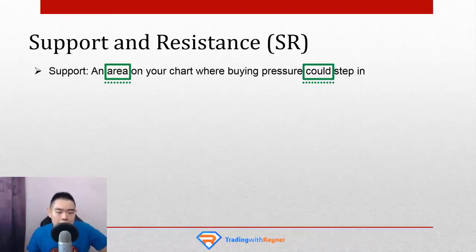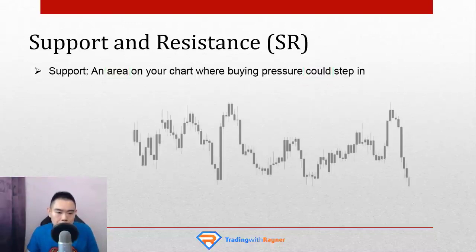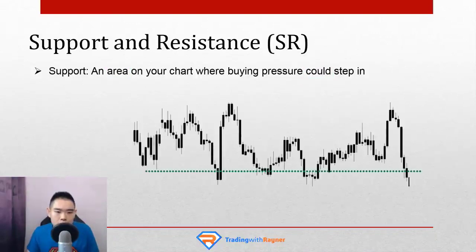So it looks something like this. Let's say the market is in a range. Support is near the lows of this range. This is what we call support, where buying pressure came in and pushed the price up higher. Buyers came in and pushed the price up higher. So let's say now price is at support. What's going to happen? Go up? No, it could also go down.